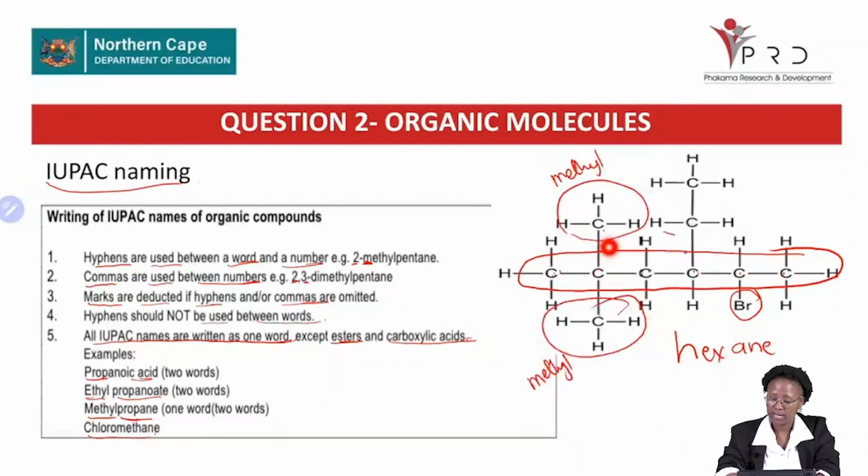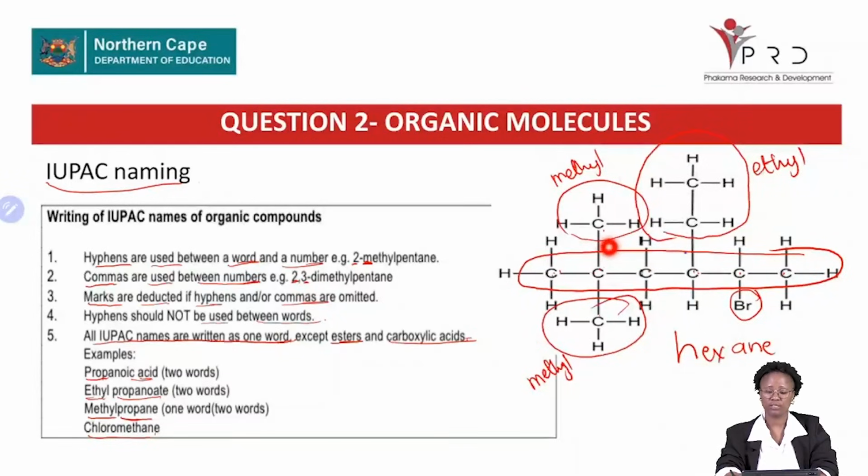And then over here, I have another substituent. How many carbons does it have? It has 2, so it doesn't become a methyl, but it becomes an ethyl. All right. Why ethyl? Because it has 2 carbons and how many hydrogens? 5 hydrogens instead of 6. So another substituent is my Br, which is over here, which I refer to as my bromo. All right. Now, the next thing I'm going to do is I have to number my carbons.